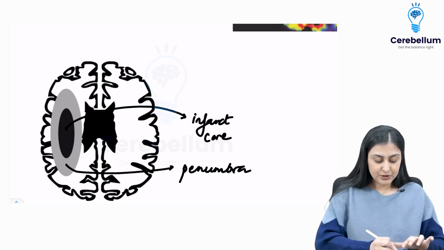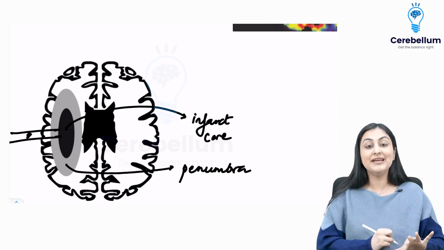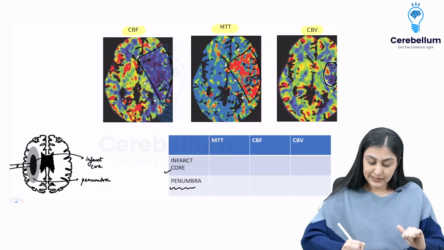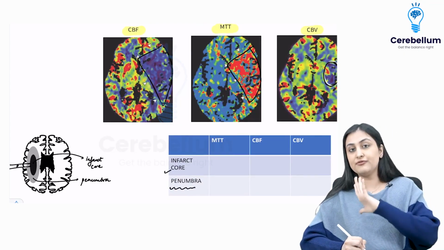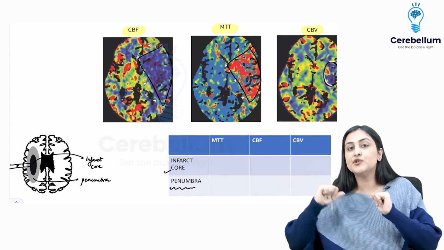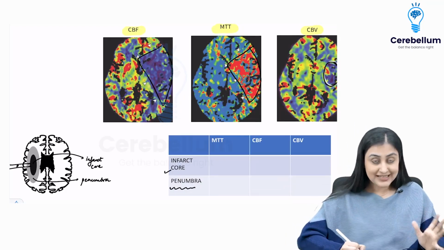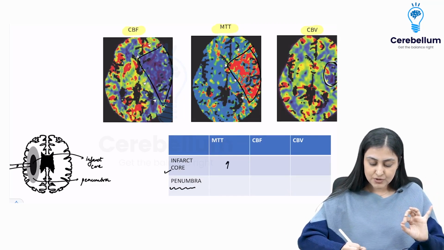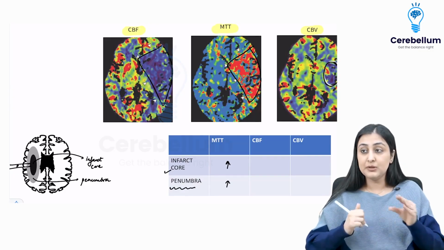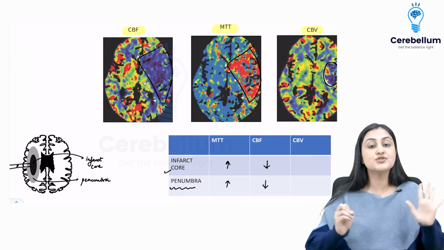Okay, so whenever you have some sort of vascular occlusion, you will have these two areas being affected. So what happens in the infarct core and penumbra? Overall, because of vascular narrowing, the mean transit time, the time taken for the blood to course within a particular amount of tissue, is going to increase because there's narrowing. So mean transit time increases in both. Cerebral blood flow, again because of the vascular occlusion, reduces in both.